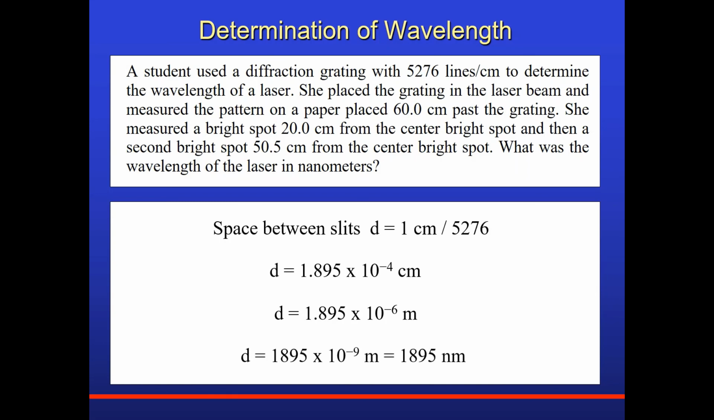So the first part becomes 1895 multiplied by 10 to the 3. 10 to the minus 6, I divide by 10 to the 3, get 10 to the minus 9 meter. That's nano. So d is 1,895 nanometer. I started with 4 digits, 5276. Now I have d in 4 digits. It's a good number. Let's continue.